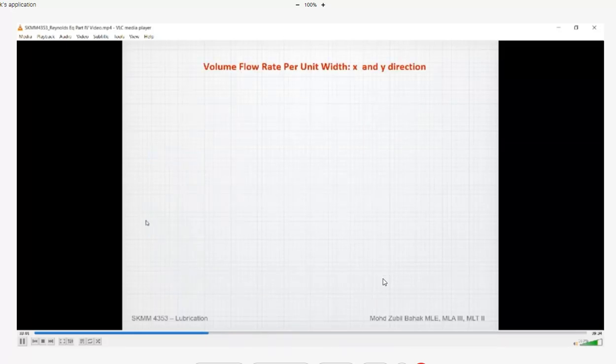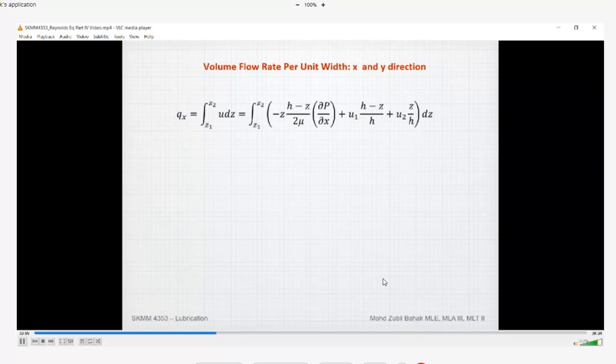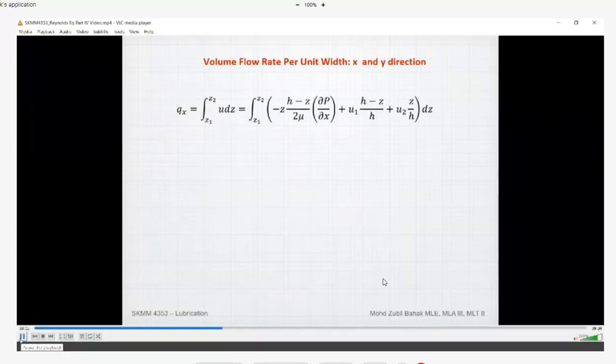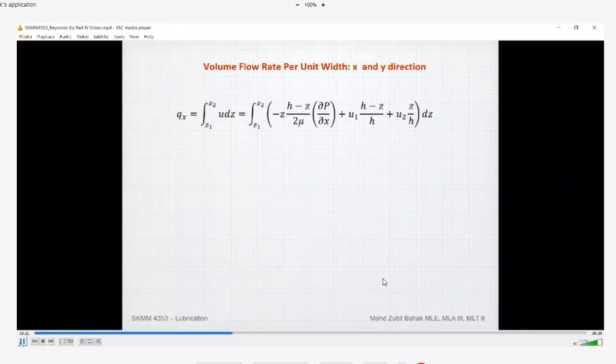And next, from there, we would like to determine the volume flow rate per unit width in the x and y directions, and we define q per unit width as the integration of u dz. We do the integration because the flow is a non-uniform flow. So we have the u. I hope you still remember this from fluid one.